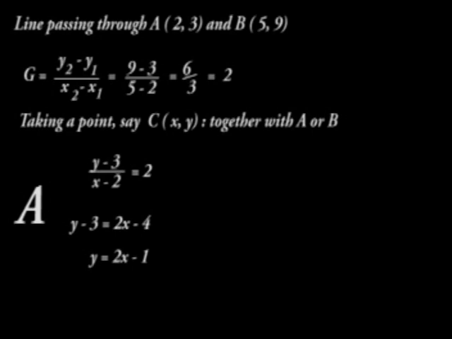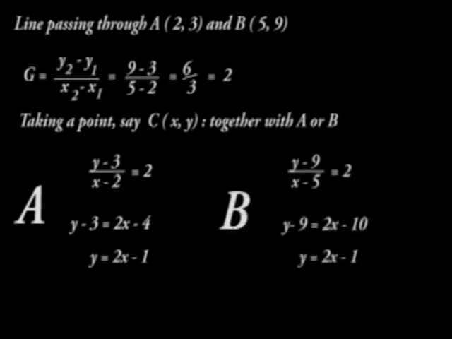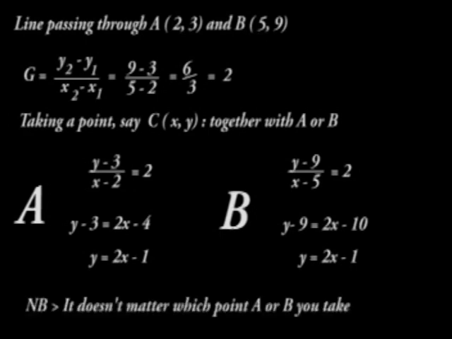Also, if we took B, we would have y minus 9 over x minus 5. We do cross multiplication and we shall end up with the same equation. y is equal to 2x minus 1. It doesn't matter which points A or B you take.